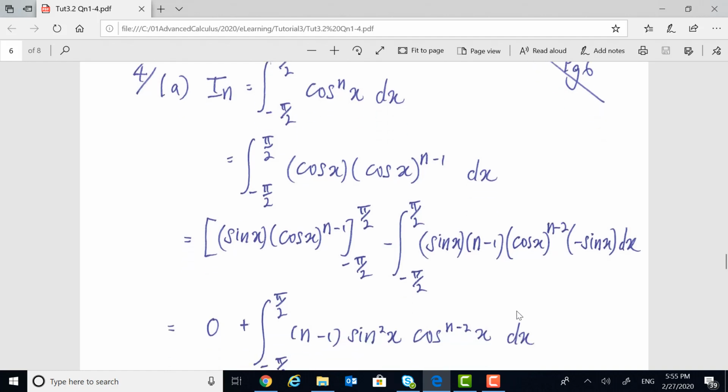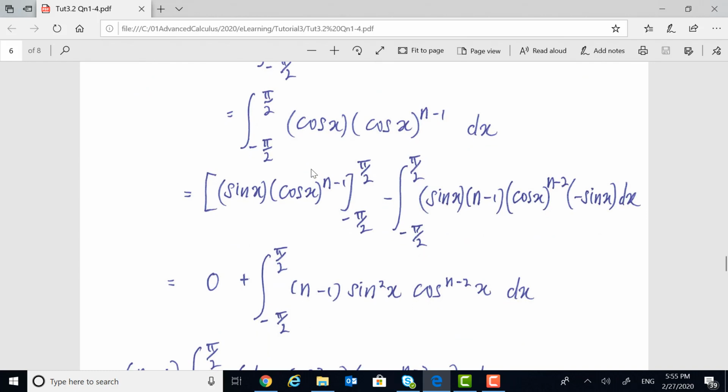Now, if you apply the limits to the first part, if you put in pi over 2 or minus pi over 2 into the x values, you find that they will all add up to nothing, 0. In either case they add up to 0, because cos of pi over 2 or cos of minus pi over 2 is actually 0. Now for over here, I can just tidy this up. You have a minus here, a minus here, so it now becomes a plus. The n minus 1, sine and sine gives you sine square, and then cos to the power of n minus 2.